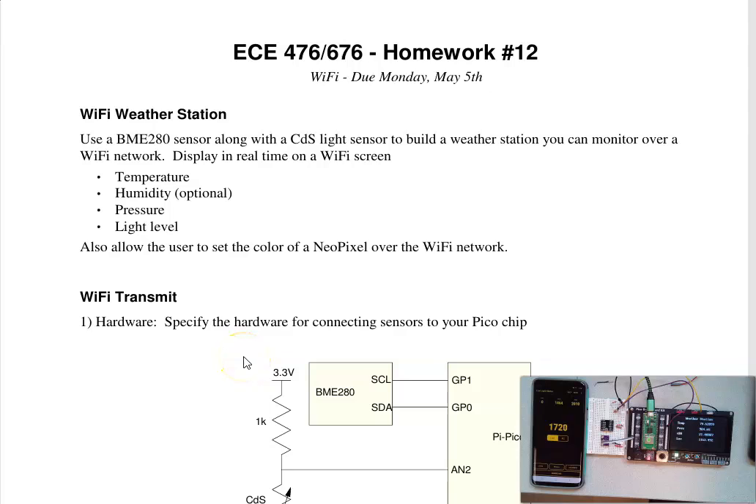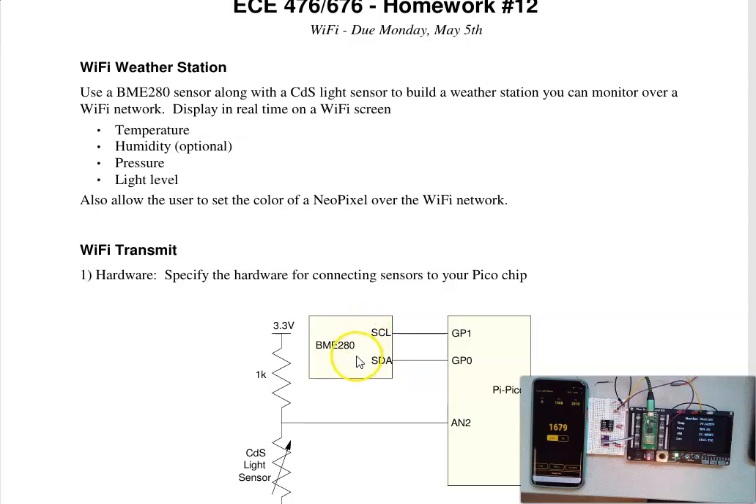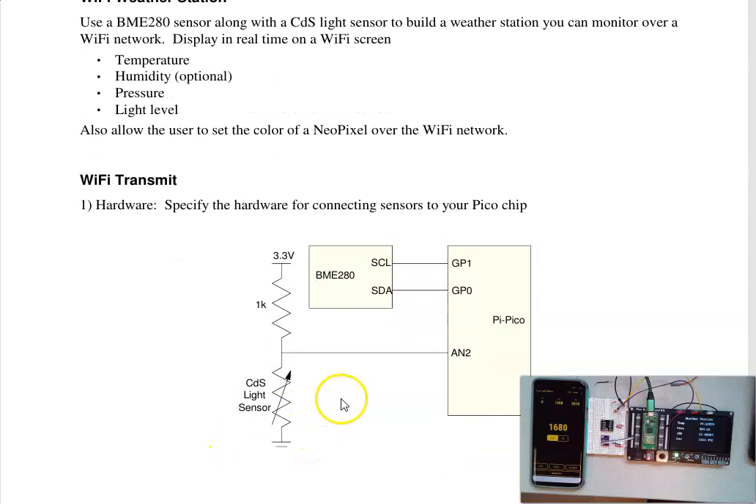Welcome to homework set number 12 for ECE 476-676 Advanced Embedded. In this homework set, we look at using a Wi-Fi network with the Raspberry Pi Pico to transmit and receive data. What I want to do is transmit data from a BME 280 sensor, temperature, pressure, humidity, and light level with a light sensor.